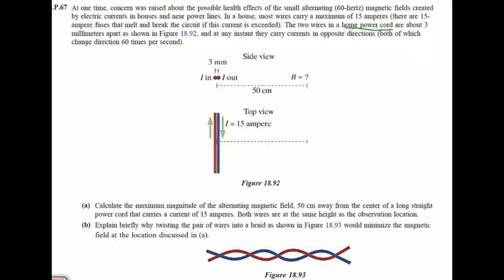The problem states that the separation distance between two wires in a home power cord is 3 millimeters and that the maximum current in each wire is 15 amps. It also states that the currents run in opposite directions and that both of the currents change directions 60 times per second.